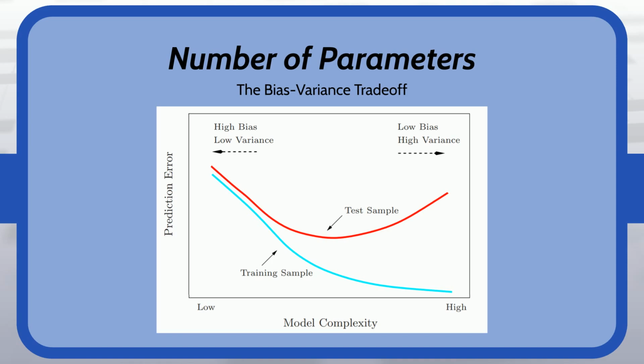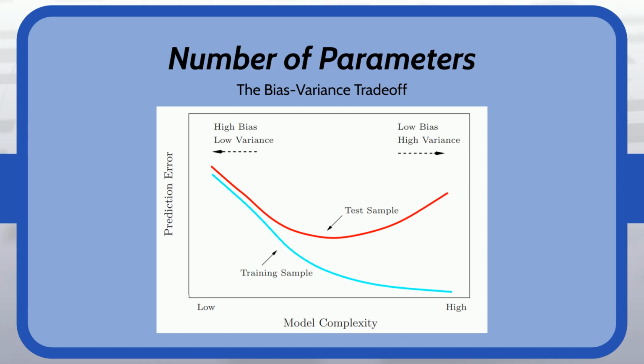So if you look at this graph, which we've looked at before, on the far right you have high model complexity, which is going to come with low bias, so we're not pretending to know a lot about the underlying data. But again, we're going to overfit our training sample and we get a poor prediction error on our test sample.